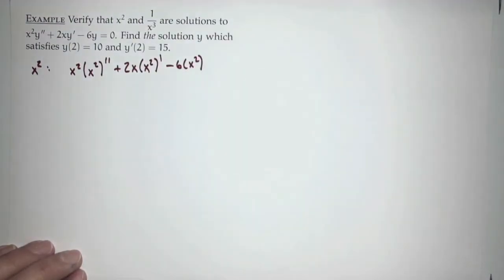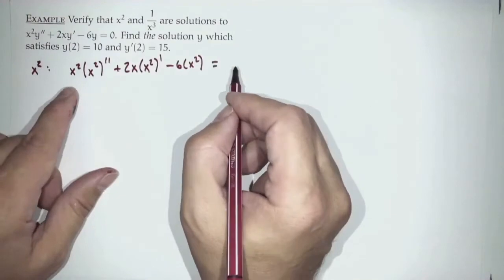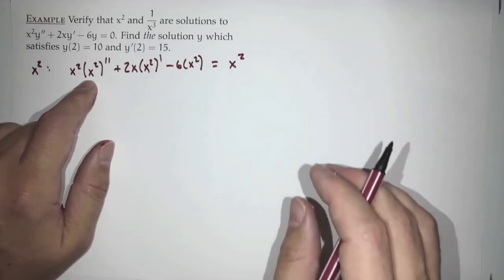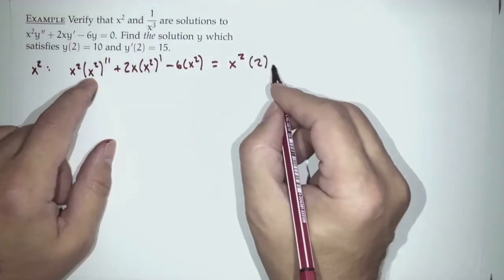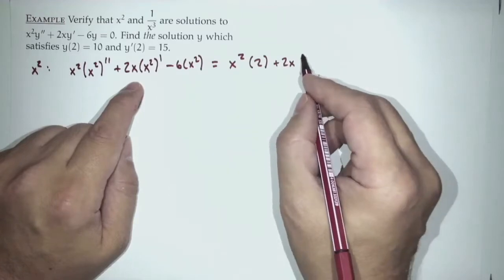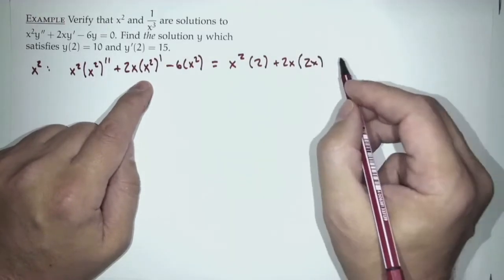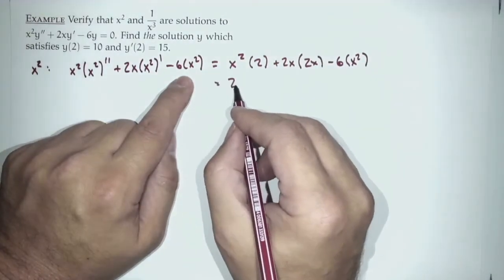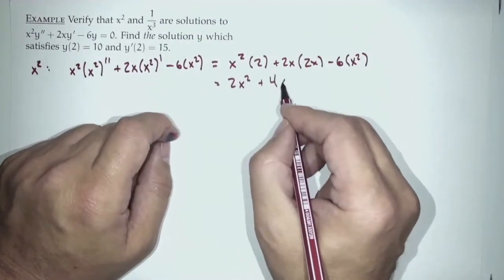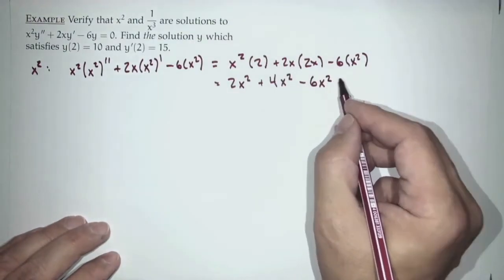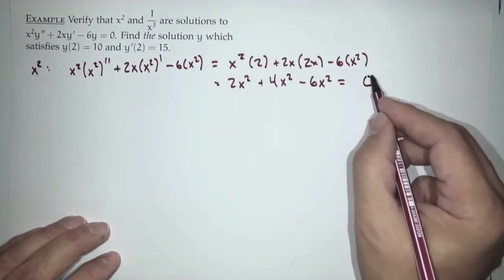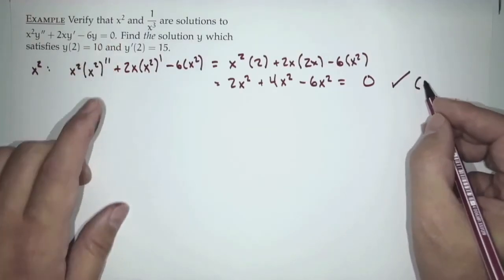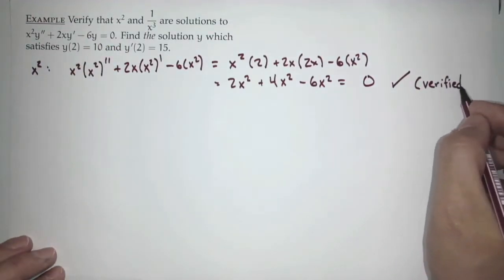Well, what does that work out to be? Let's work it out. Can we do two derivatives of x squared in our head? It's 2. Plus 2x times the derivative of x squared, which is 2x. And then x squared, we'll just say x squared. So that's 2x squared plus 4x squared minus 6x squared, which equals 0. And so, aha, equals 0. Check. We've now verified it. So that's our verification.